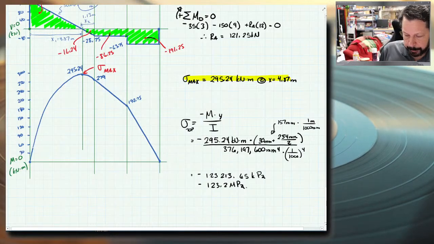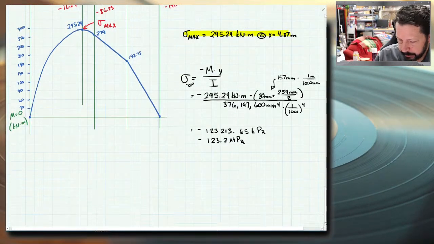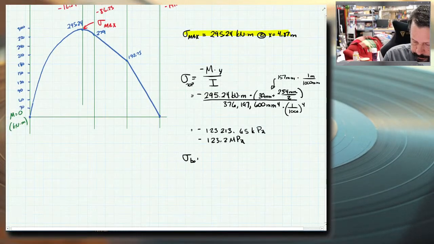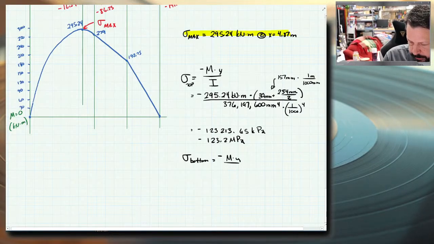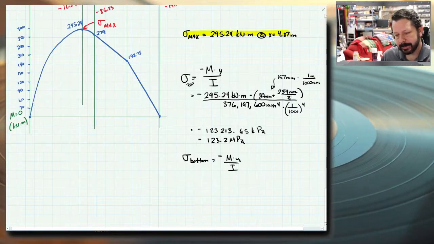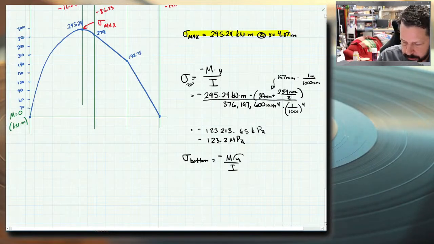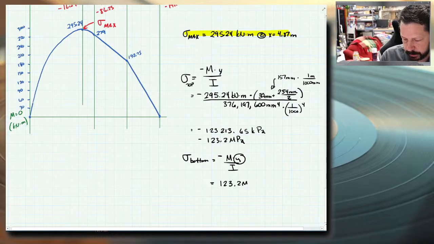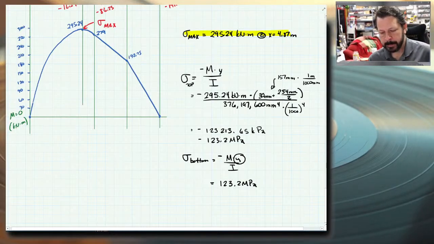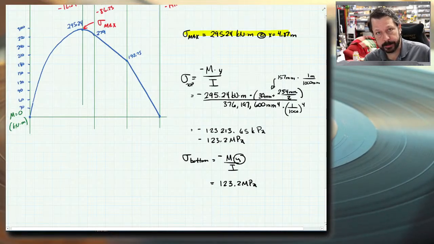All right. And for the bottom of the beam, negative M times y over I. Everything is exactly the same except y is going to be negative 157 millimeters. So it's going to equal the same thing except it's a positive 123.2 megapascals. And so that shows us positive is tension. And that means that on the bottom of the beam we have tension.